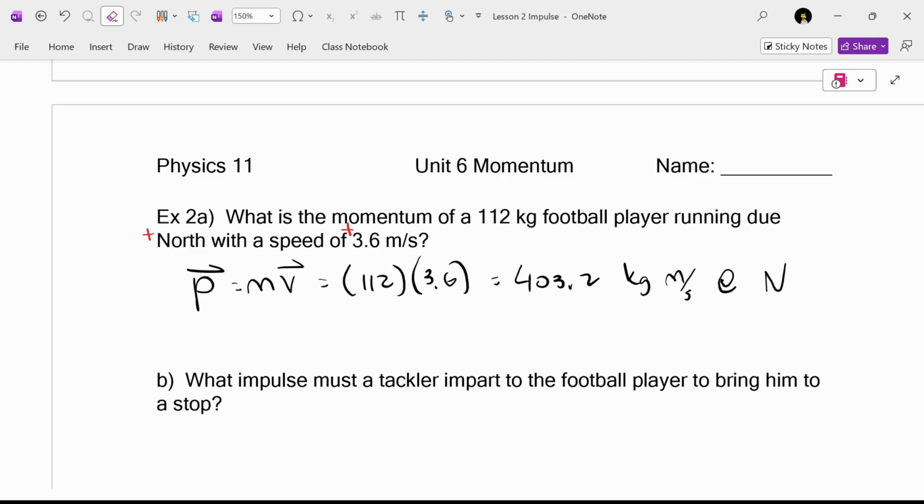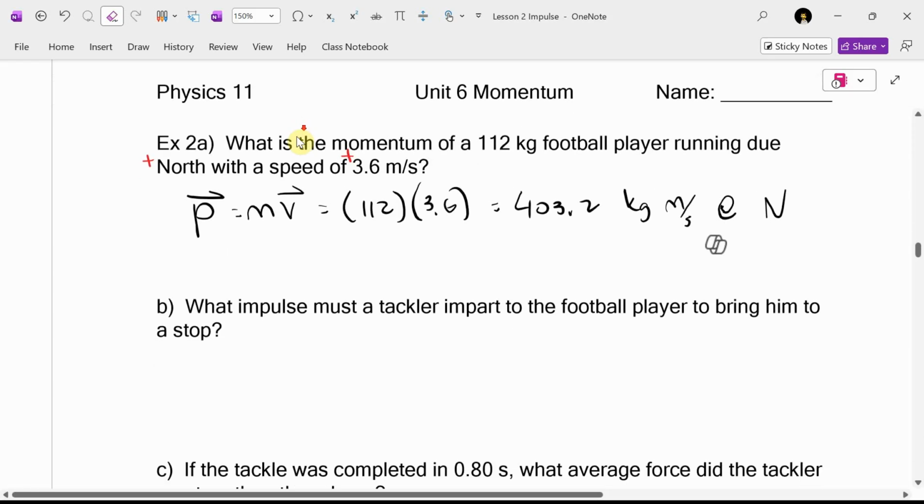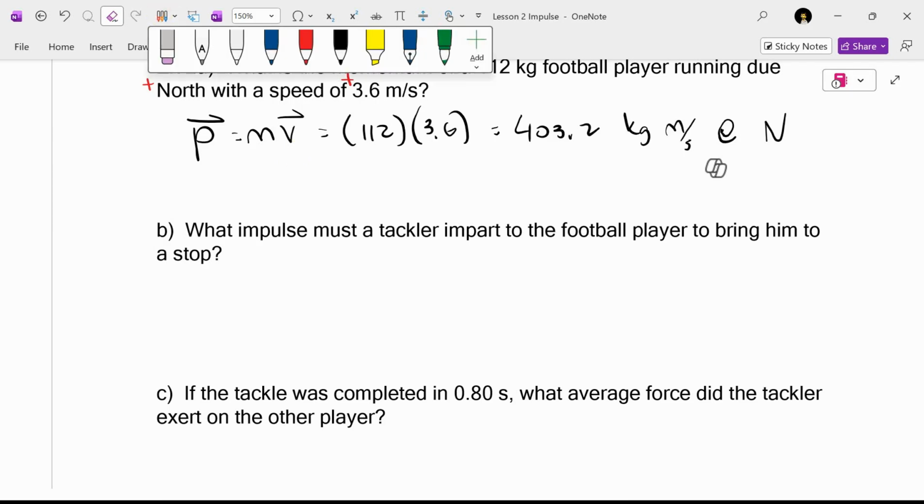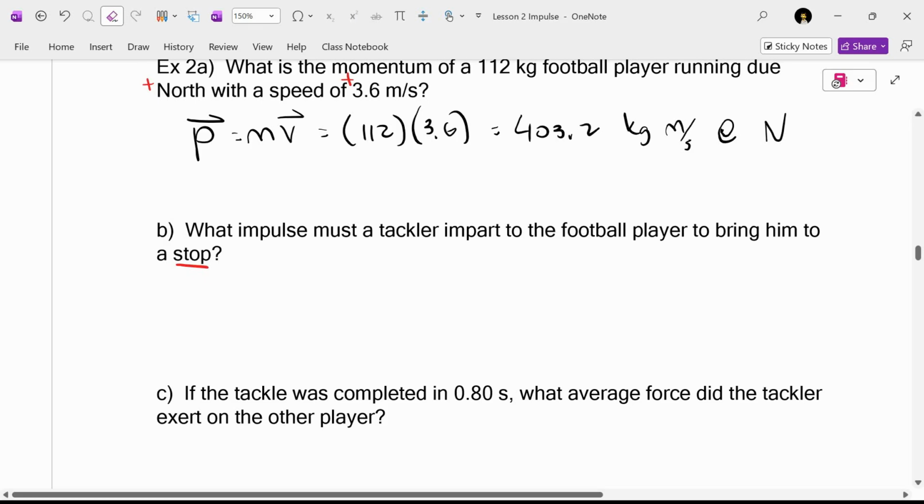What if I'm a football player who wants to bring this person to a stop? B. What impulse? Oh, this is going to be impulse, change in momentum. What impulse must a tackler impart to the football player to bring him to a stop? Eveluna, what's B asking me to find? And everybody underline the word stop, because that's going to be key to this. First thing I'm going to write is our abbreviation for impulse. What did I find in part A, Claire? I found P. Delta, what's change in anything?